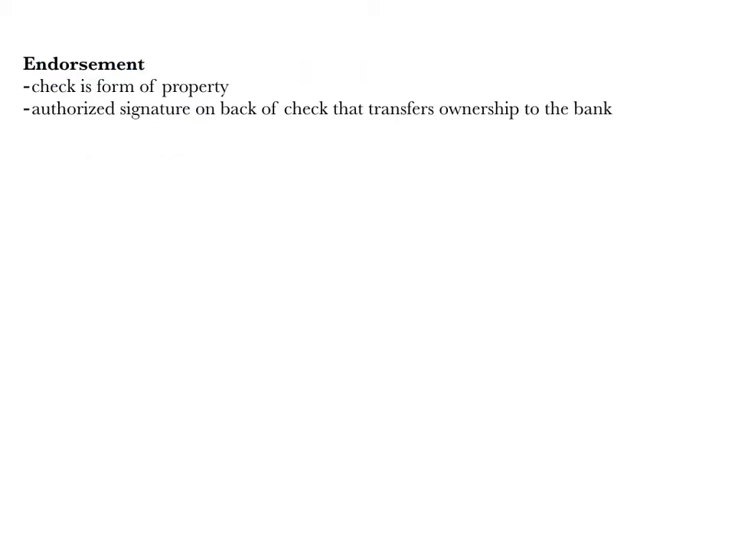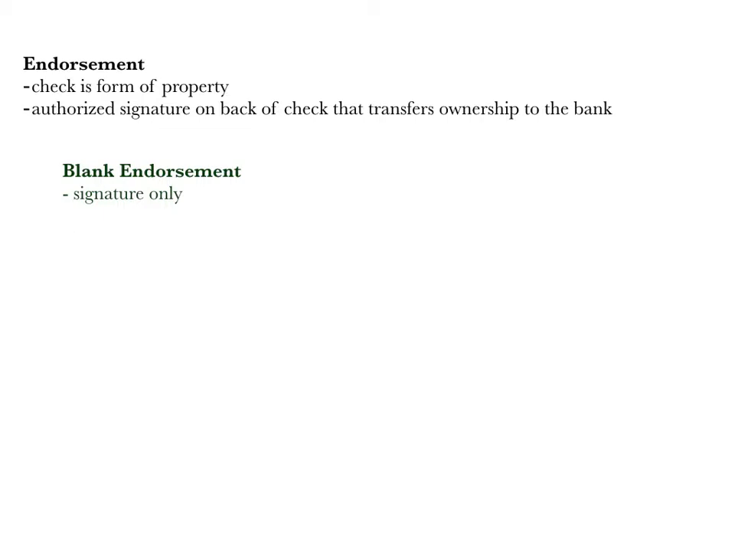When you're given a check, remember, a check is a form of property. It's a way that a business or a person could take assets that they have and give it to somebody else. An authorized signature on the back of a check that transfers ownership to the bank is known as an endorsement. And we have three kinds of endorsements, each with a higher level of security and control.